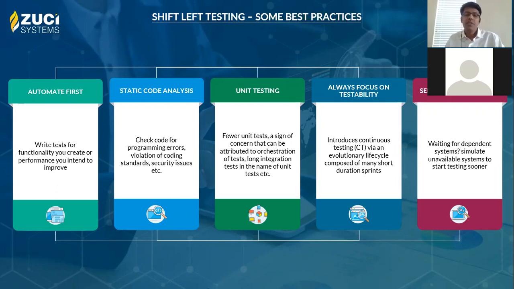As we come to the end of this session, we wanted to talk about a few best practices from a shift left testing standpoint. The first thing when it comes to shift left testing is you have to look at automate. Write tests for the functionality you create or the performance you intend to improve. This is for the developers, okay? Static code analysis, again for developers. Check code for programming errors, violation of coding standards, security issues, etc.